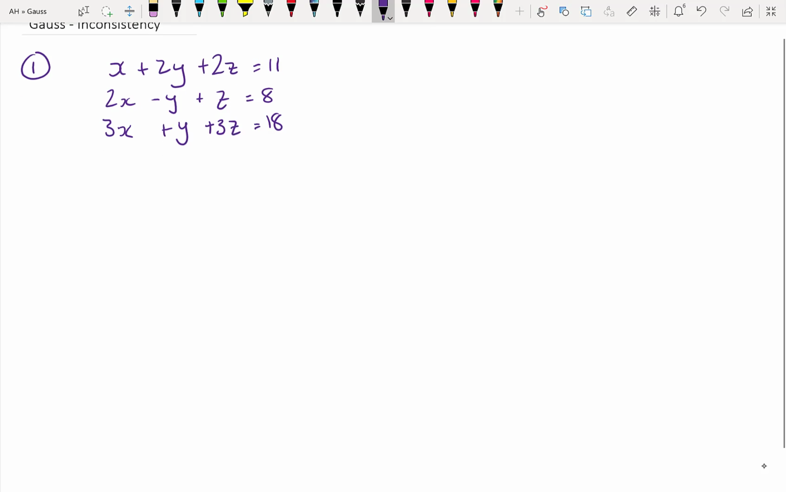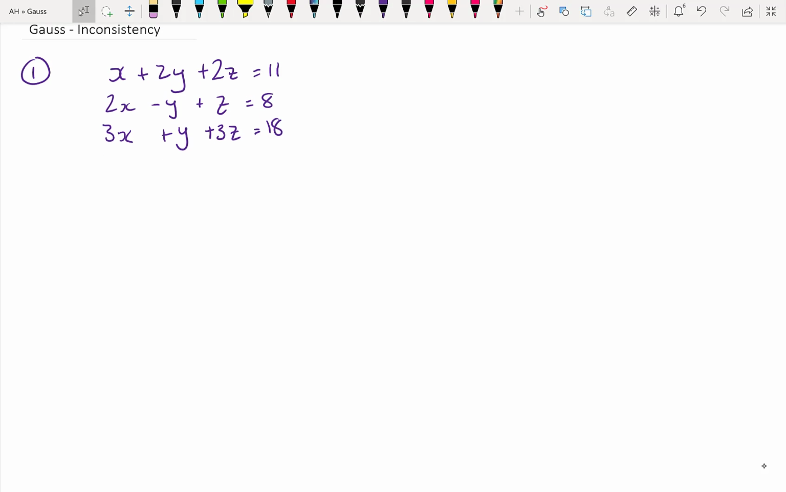First thing we're going to do, as always, is put it into my matrix. So augmented matrix form, I've got my coefficients 1, 2, 2, 11, 2, minus 1, 1, 8, 3, 1, 3, 18. Dotted line, brackets, good to go.